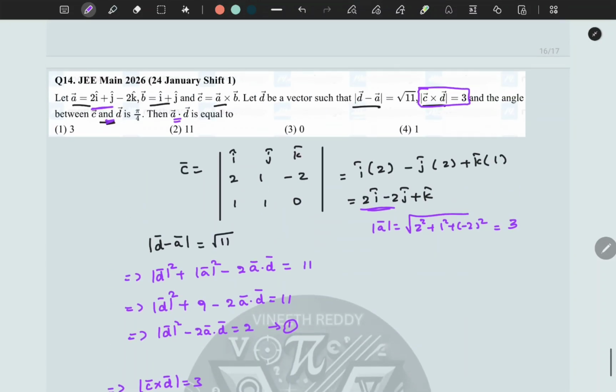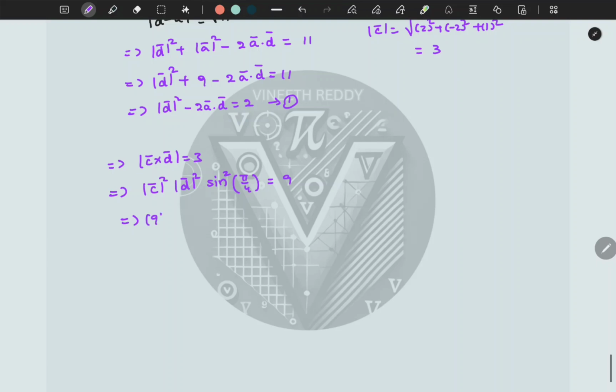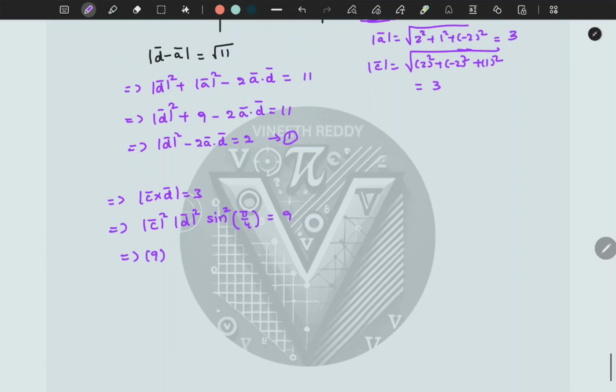Now this is C vector. What will the magnitude of C be? That will be 2 square plus minus 2 whole square plus 1 square. Again, mod C will be 3, right? So here we get 9 because mod C is 3, mod C square is 9, into mod D square, into sine square 45. Sine 45 is 1 by root 2, so sine square 45 will be 1 by 2. So we get mod D square is equal to 2.